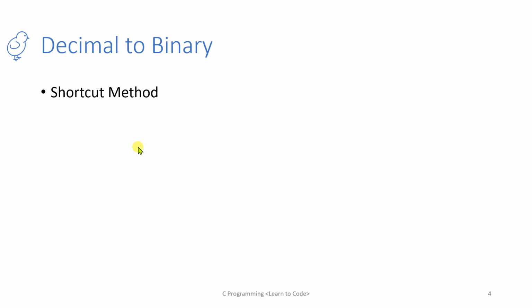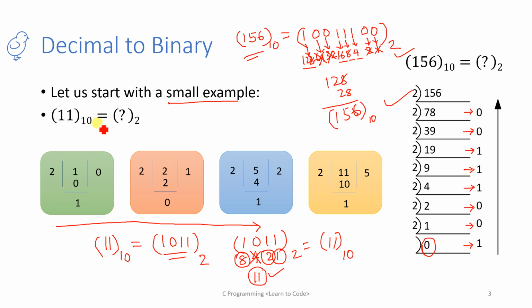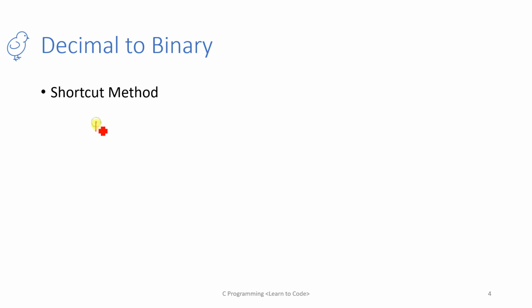I will take the same example to make you understand. Let's say you are asked to find out how much 11 of base 10 is in binary. So how to solve it? First you have to write your formula. The formula is 1, 2, 4, 8. After 8 what comes? It comes 16.